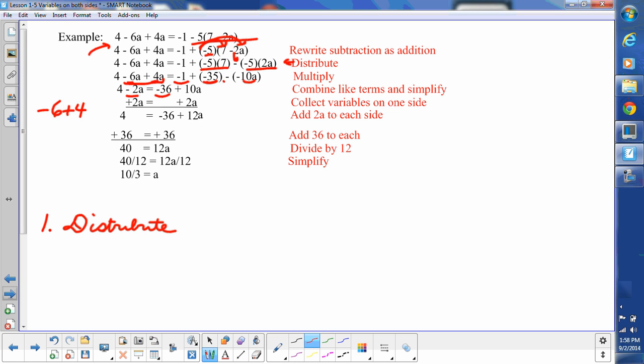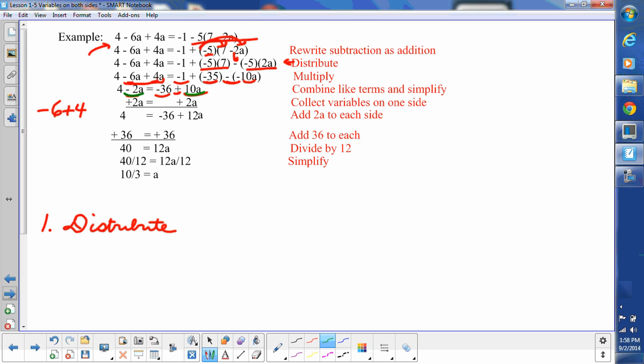Here, we're just going to write the minus and negative. When we subtract, we add the opposite. The opposite of negative 10a is positive 10a. So it becomes plus 10a. Now we still have variables on both sides. On the left-hand side, we have a negative 2a. We have a positive 10a on the right-hand side.